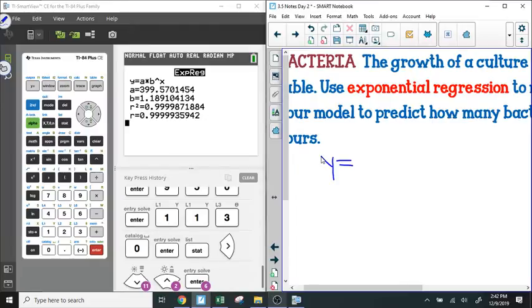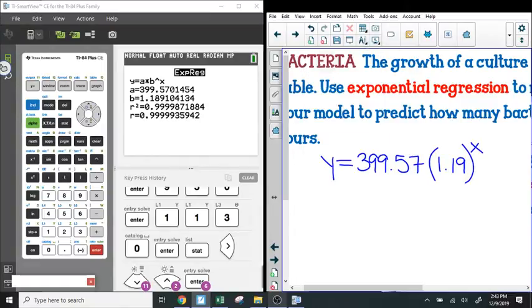So y equals, round to my 2 decimal places here, 399.57 times 1.19 raised to the x. That is my exponential model. Then on most of these problems, they will ask us to use our model. Fancy word for use the equation we just wrote down, right? And then we have to slow down and interpret. Are they giving us an x value or are they giving us a y value by the question?